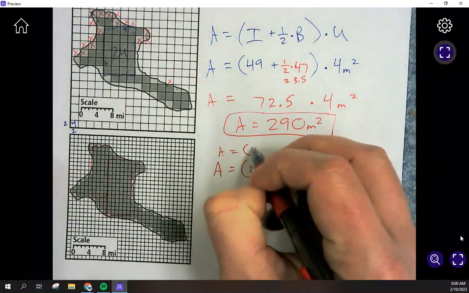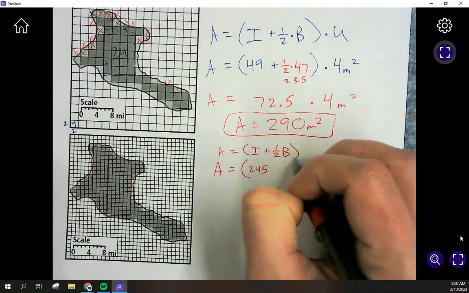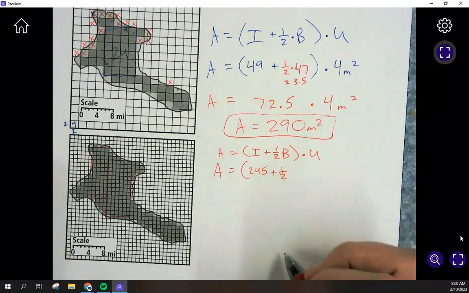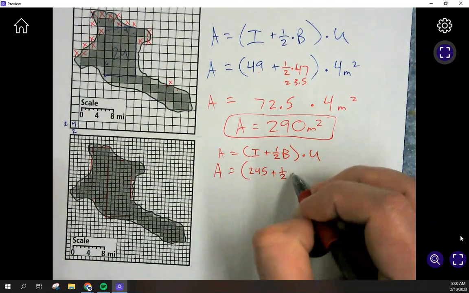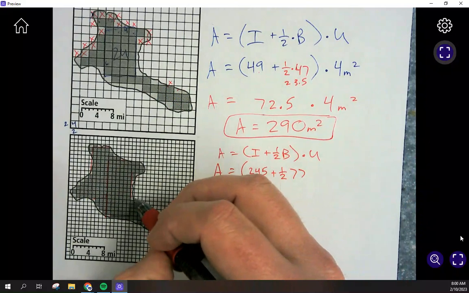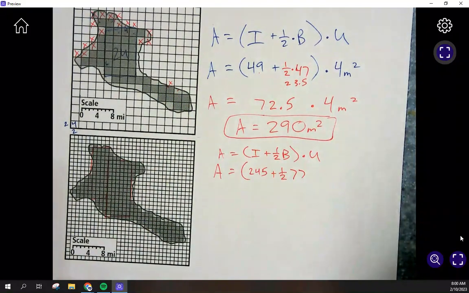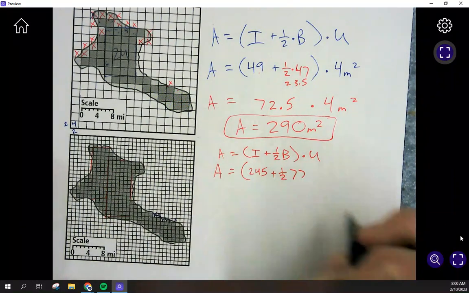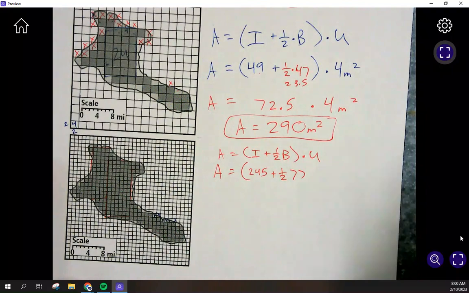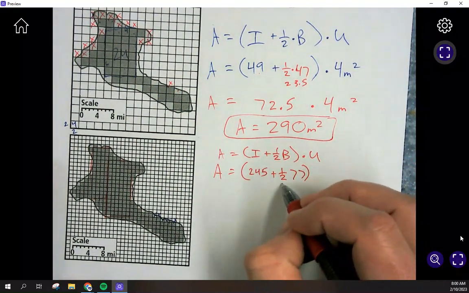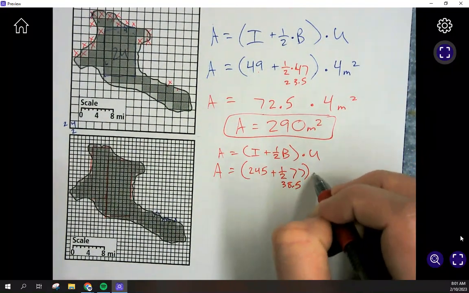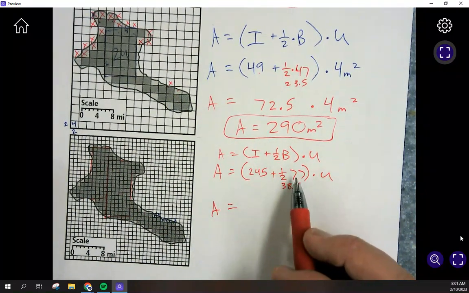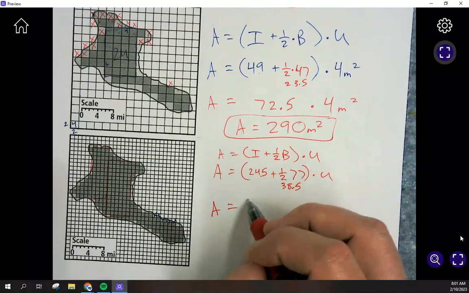Let's write the formula down. Inside plus half of the boundaries times u. Okay, I counted 77 boundary ones. So there's not as many here. We're counting just these ones along the outside that are partially filled. And we're going to count those as half a box. So we'll take half of 77, which is 38.5. We'll multiply that times u. So 245 full boxes, 77 half boxes. So we'll count those as 38.5.